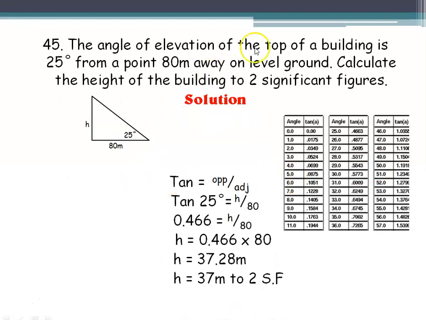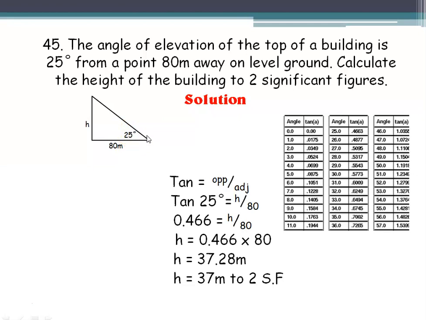Question 45 says the angle of elevation of the top of a building is 25 degrees from a point 80 meters away on level ground. Calculate the height of the building to two significant figures. Now when you have questions like this on elevation and depression, it's important that you draw the diagram. That will guide you in knowing which of the trigonometry ratios you're going to use. So because they said angle of elevation, that's the angle at which you look up. If they had said angle of depression, it would have been this, the angle at which you look down. For angle of elevation, this is the angle at which you look up. So the angle of elevation of the top of the building is 25 degrees. This is the 25 degrees.